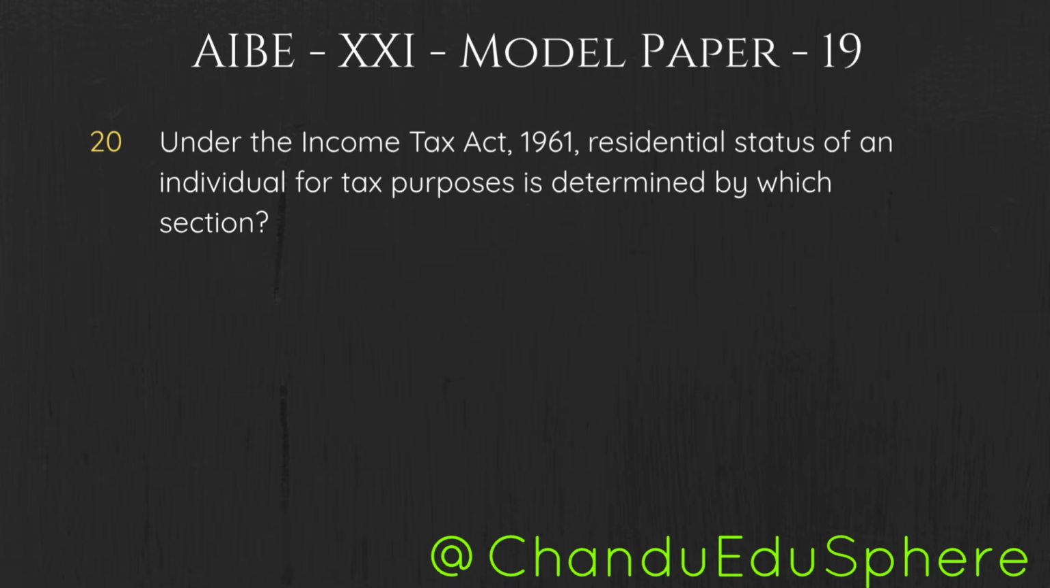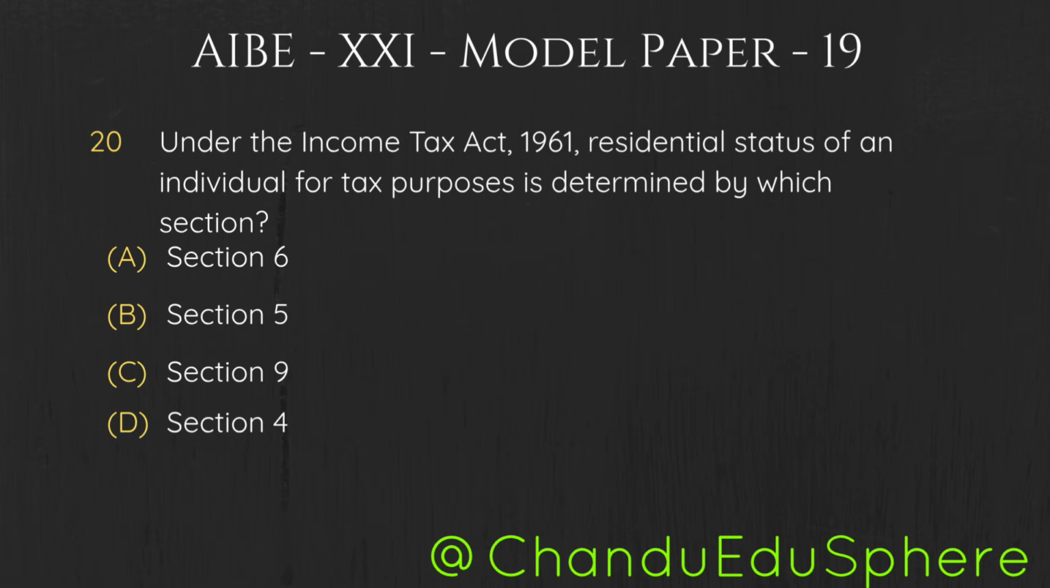Under the Income Tax Act 1961, the residential status of an individual for tax purposes is determined by which section? Section 6 of the Income Tax Act 1961 lays down the test for determining the residential status of an individual, Hindu undivided family, firm and company, which in turn governs the scope of taxable income. A, Section 6, is the right choice.